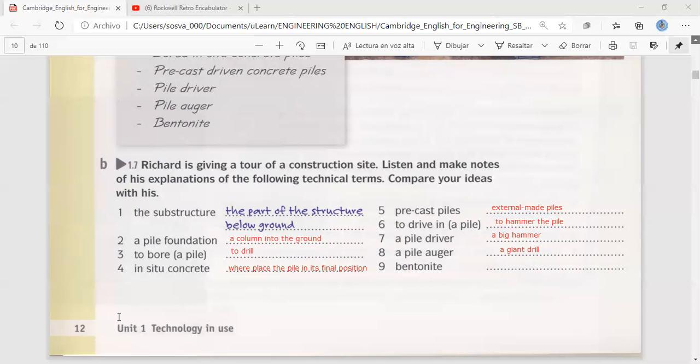It drills into the ground. We pump a special liquid called bentonite into the hole. Right. Bentonite. Essentially, it's a kind of clay suspension, a sort of mud.